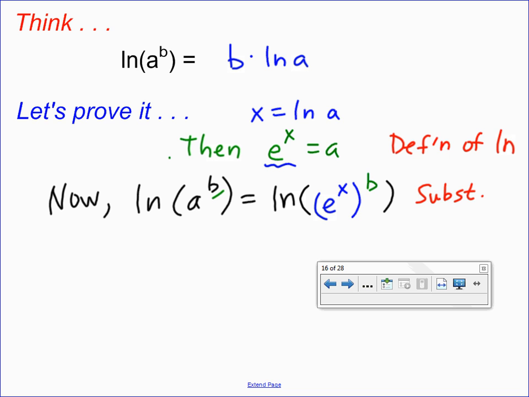What's your justification for line number 3? Definition of... all right, what are we going to do next? Well, we can apply the power of a power property. How can I rewrite e to the x all to the b?